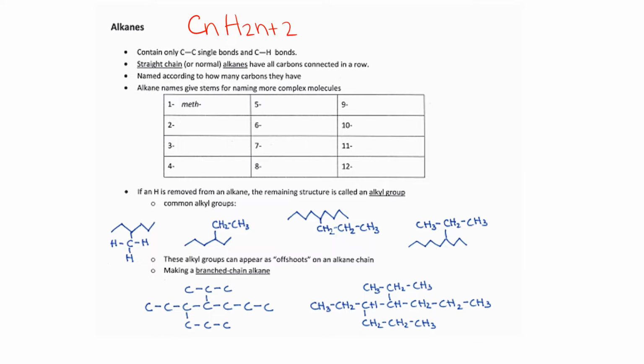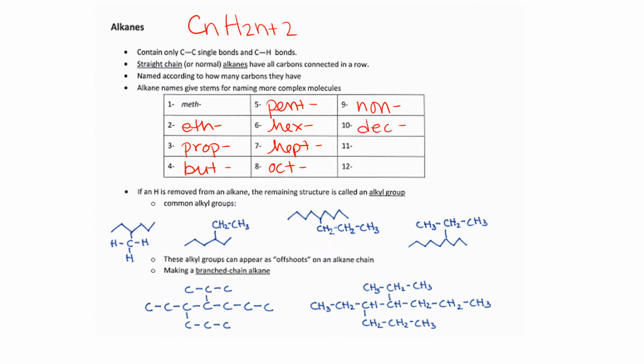And so those prefixes to review are, the prefix for 1 is meth, for 2 it is eth, for 3 it is prop, for 4 it is but. Right? And then after 4, we start using the same standard prefixes that we use with our binary molecular compounds like carbon dioxide. So for 5, it is pent. For 6, it is hex. 7, hept. 8, oct. 9, non.